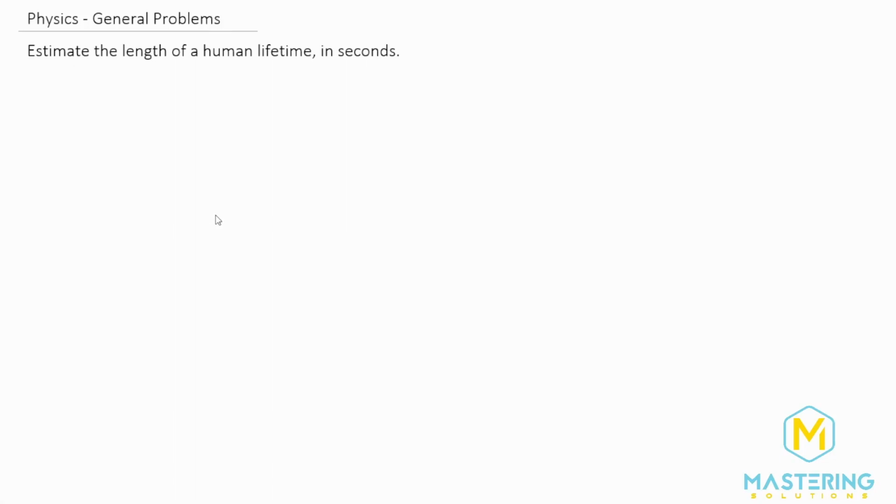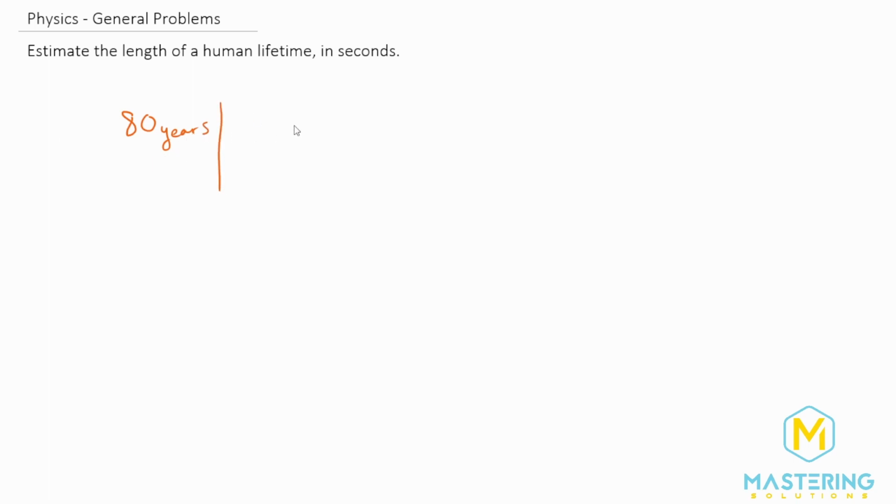Welcome to Mastering Solutions. In this problem, they want us to estimate the length of a human lifetime in seconds. Now, if you've watched some of the other videos, you know that I don't really like these questions where they make you estimate the value that we're going to be used to getting the answer in the question. So we'll be using the number that they use in the book, and they say that the average lifetime is going to be 80 years. So we need to convert 80 years into seconds.